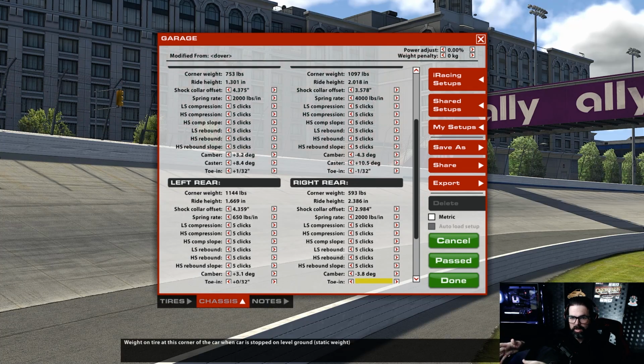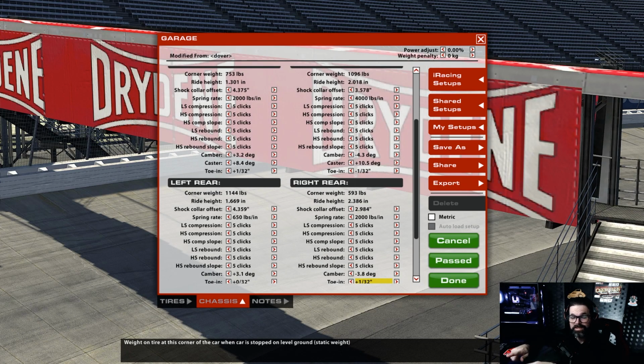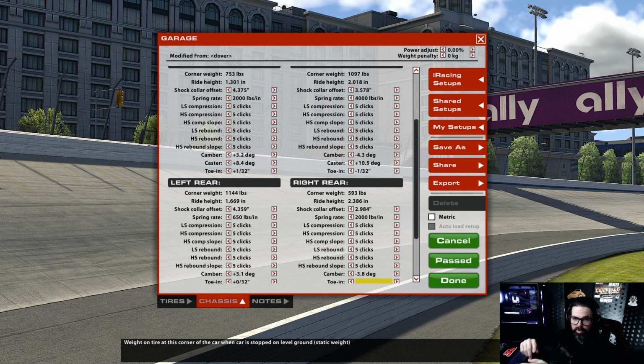When we look at these shock adjustments, we have 1 to 10 on the adjustment. So I set everything to 5. All right, went out and turned a couple laps. And then what I did is I came in and I just adjusted the slopes. So I cranked the slopes up to 10 and then I turned them all the way down to 1, both compression and rebound. And the results are pretty dramatic.